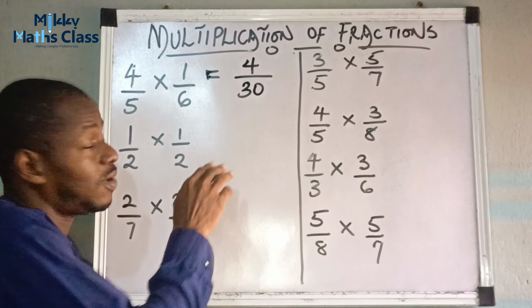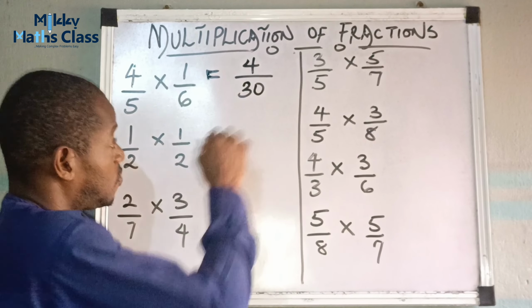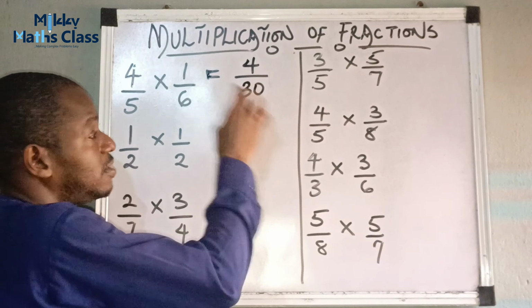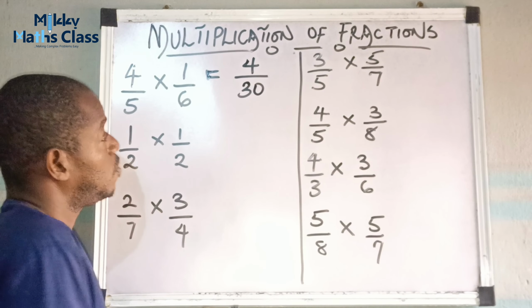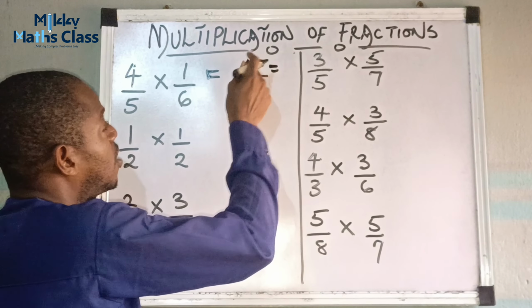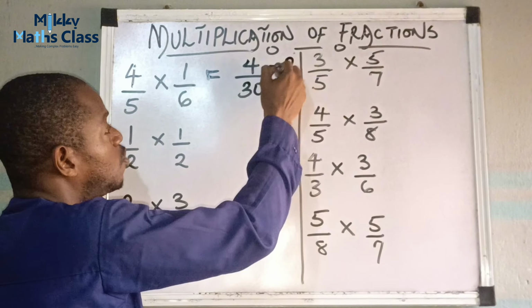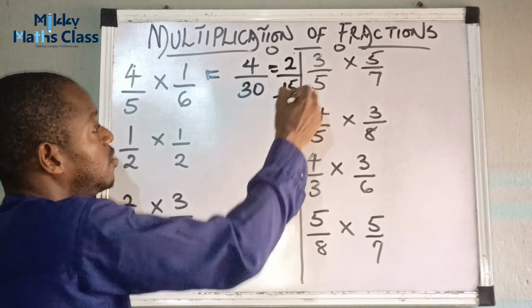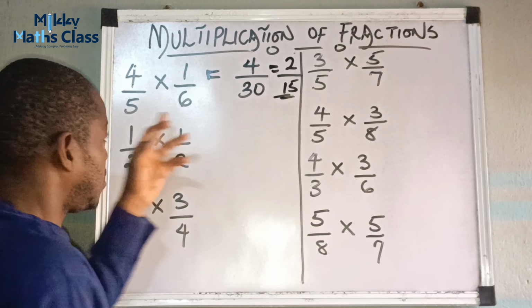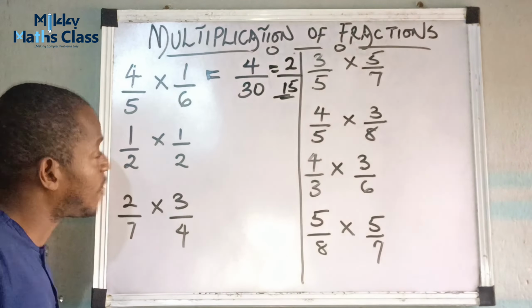Now, you cannot leave your answer like this because something can still divide 4 and 30. It's not in the simplest form. What is that number? 2. We use 2 to divide 4. That will give us 2. Use 2 to divide 30. That will give us 15. So this is the multiplication of these two fractions, 2 over 15.